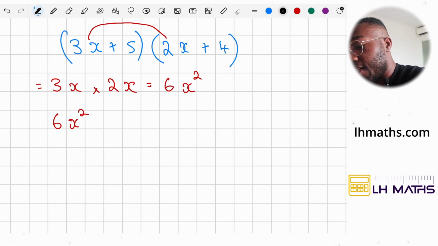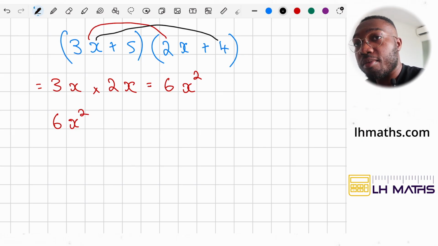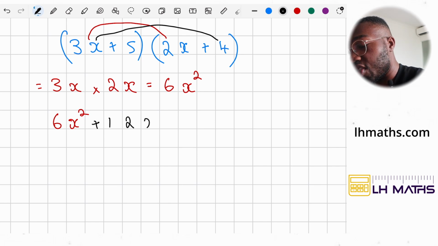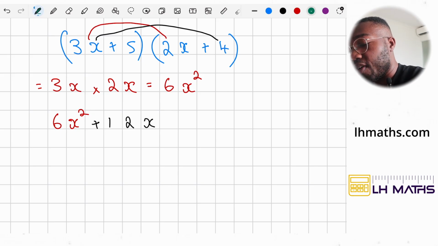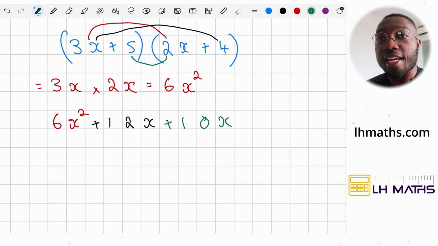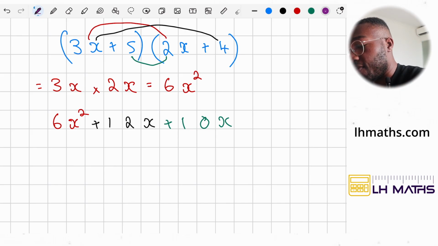We have a 3x times a 4. 3x times a 4 would just be 12x, okay? It's just 3 times 4, which is 12, and then the x is by itself, so it just stays there. Then next we have a 5 times 2x. A 5 times 2x is just going to be 10x. It's just 5 times 2, which is 10, and then the x is still going to be there. And then last we have a 5 times a 4, and that would give us a positive 20.